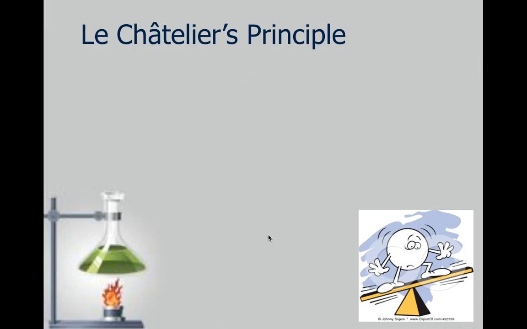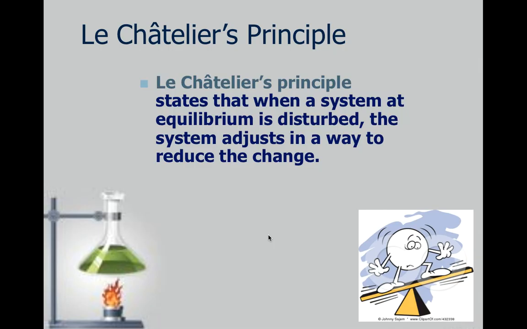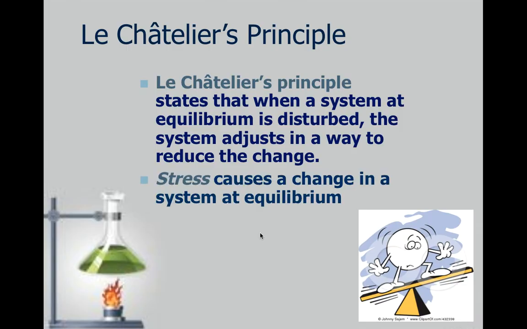Okay, so Le Chatelier's principle is going to discuss what happens when equilibrium is disturbed. When equilibrium is disturbed, the system adjusts in a way to reduce the change. So basically, a chemical reaction at equilibrium wants to stay at equilibrium. We call this a stress when we cause a change in the equilibrium.